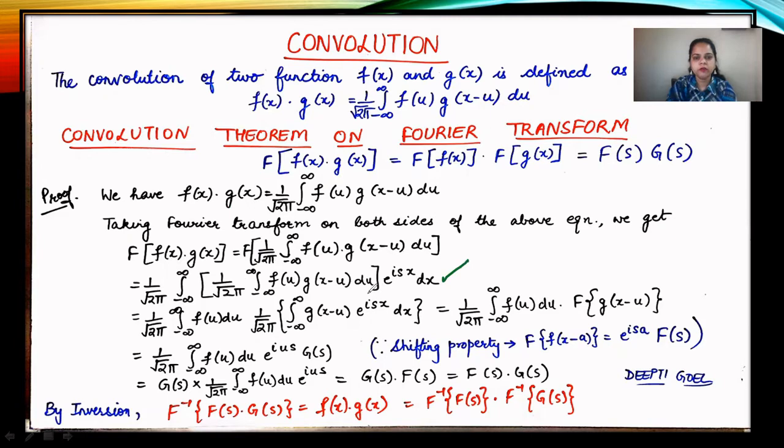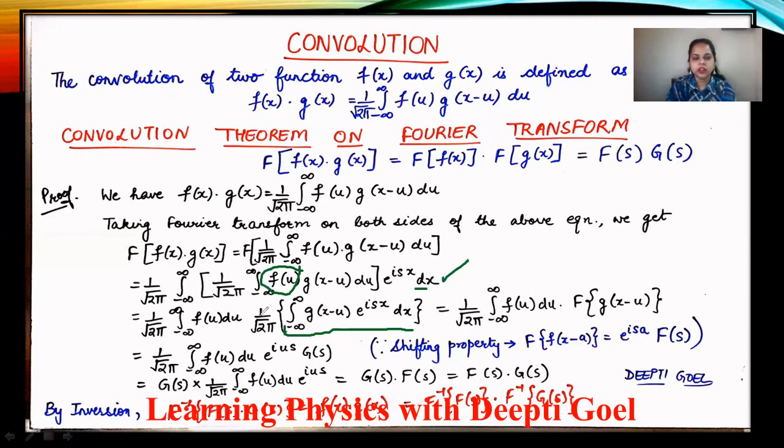Since we have to apply the integral over dx, we have taken the quantities which are integrable over the x variable. What we get is this integral from minus infinity to infinity g of x minus u e to the power iota sx into dx. Because we have this term f of u, but first of all we are applying the integration over the x variable, we have taken this f of u out of the first integral. So we know that this 1 by root 2 pi integral from minus infinity to infinity g of x minus u e to the power iota sx dx has to be solved first.